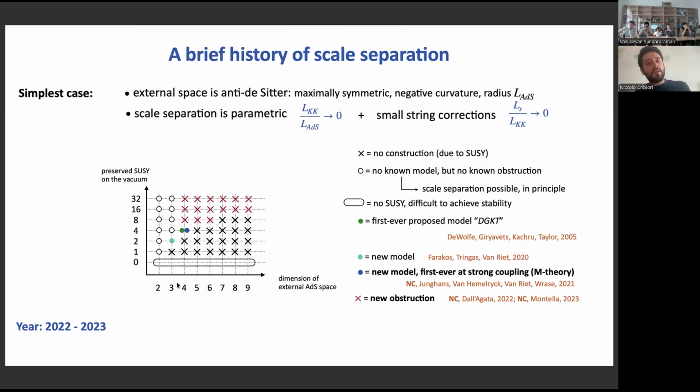Then, again, a few years later, from 2022 to 2023, we understood how to give obstructions to scale separation, okay? So instead of finding models, another possible strategy is to try to exclude regions of parameter space by means of some principles or assumptions. And I will briefly review also some of this.